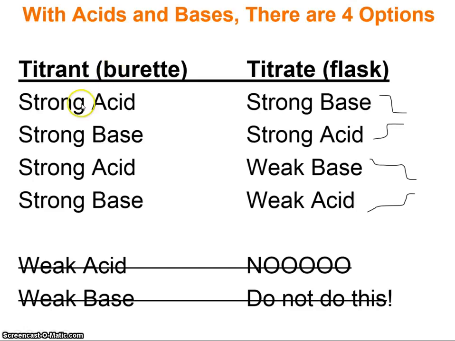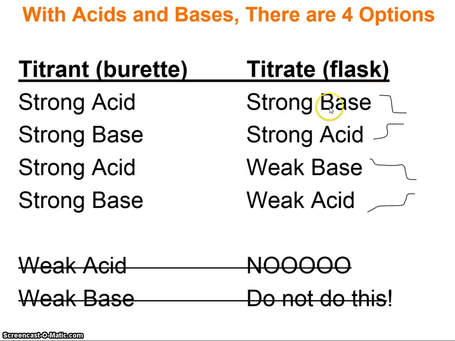So I could have a strong acid titrating a strong base. I could have a strong base titrating a strong acid. I could have a strong acid titrating a weak base. Or I could have a strong base titrating a weak acid. Right? And they're all going to generate these kind of sigmoidal curves, sigmoidal meaning S-shaped. It kind of looks like an S.